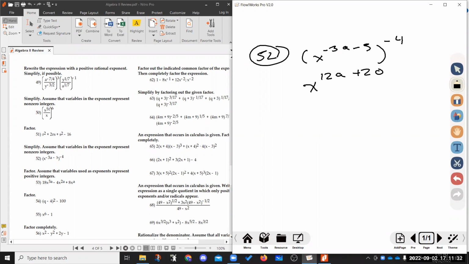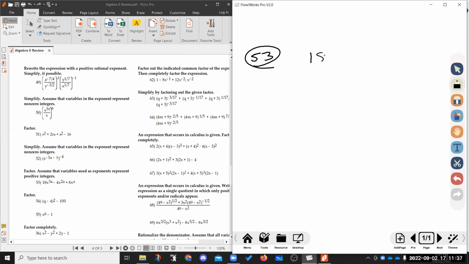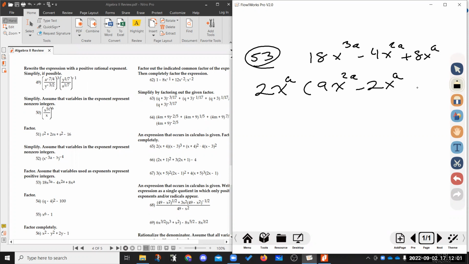53, we want to factor some more. 18x to the 3a minus 4x to the 2a plus 8x to the a. So we have a common factor of x to the a. We have a common factor of 2. So it'll be 2x to the a times 9x to the 2a minus 2x to the a plus 4. x to the 2a is the same as x to the a squared.